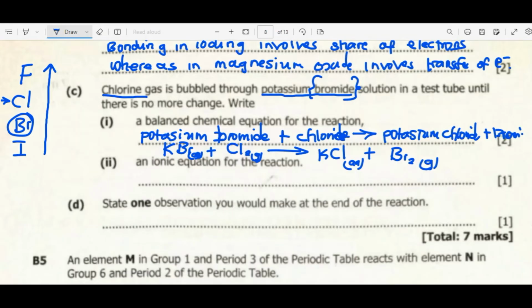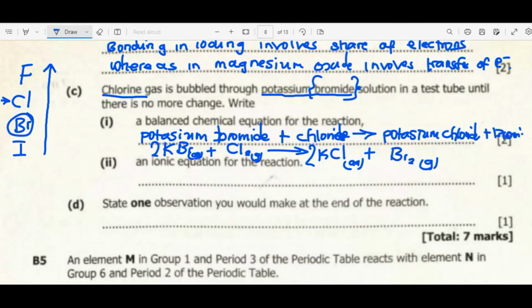So for us to balance, we just have to put a 2 in front of KCl and KBr, so that we have 2 potassium balanced, 2 Br, then 2 chlorine atoms, so our equation is now balanced. Then the type of reaction that we are dealing with here is a single displacement. Why is it called a single displacement? Because one single element is displaced by another element which is more reactive than that, right?